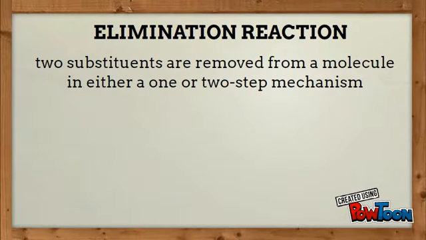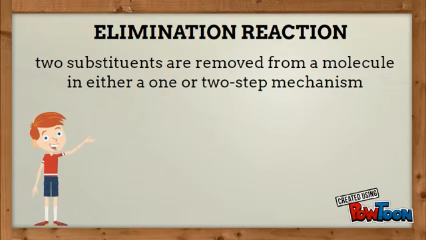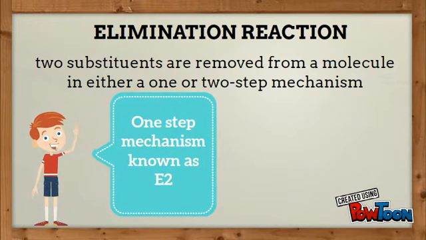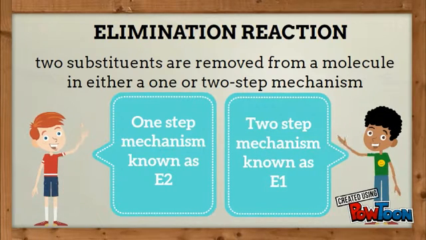Next is elimination reaction. 2 substituents are removed from a molecule in either a 1 or 2-step mechanism. 1-step mechanism is known as E2, while the 2-step mechanism is known as E1.